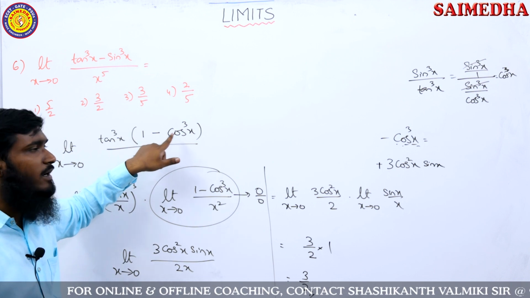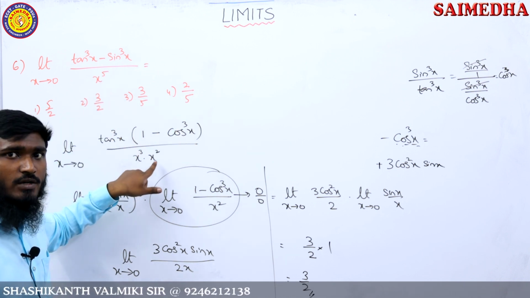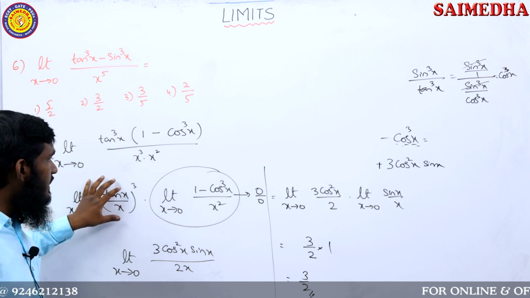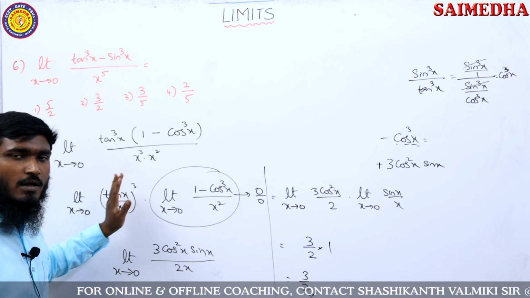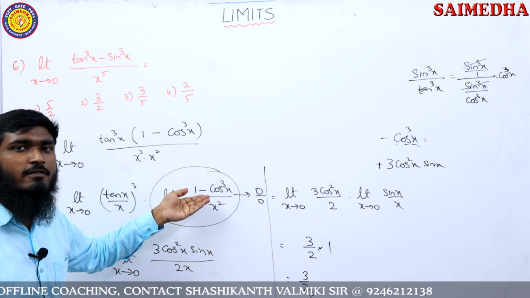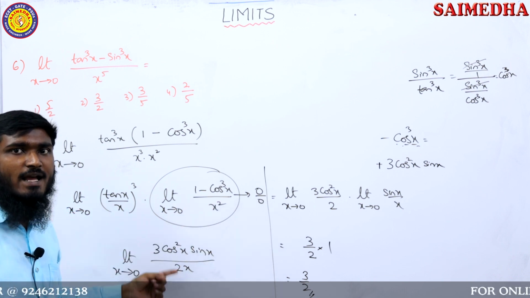So the remaining part will be 1 minus cos cube x divided by, for this x power 5 we are writing it as x cube into x square. This part we have made a 1 function and this part we have made the 1 function. This part we are getting the value as 1, and for this whenever we are substituting the x value we are getting the answer as 0 by 0, which is indeterminate form. So we are applying the L'Hospital rule.